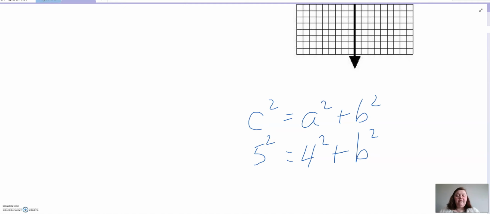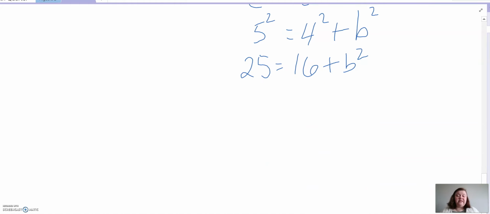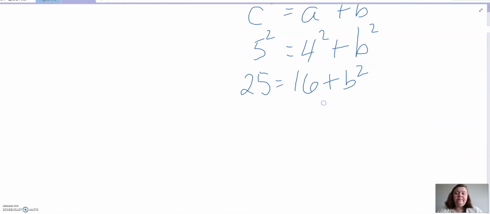Okay. Well, 5 squared is 25. 4 squared is 16. And we have our plus b squared. Now we need to get b squared by itself. So we have to subtract 16 from both sides. So when I do that, I'll have b squared equals 9. So b is going to be plus or minus 3.